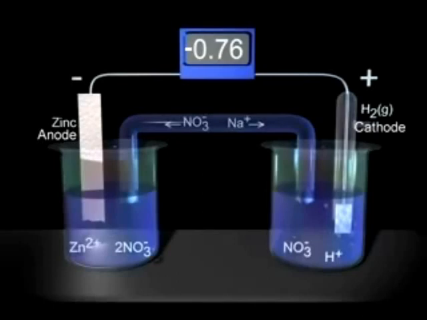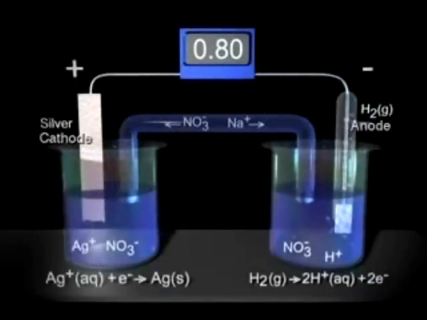It is important to note that some metals like zinc have greater tendency to lose electrons than hydrogen electrode. Its electrode potential is therefore negative. Others like copper have less tendency and their electrode potential is positive.